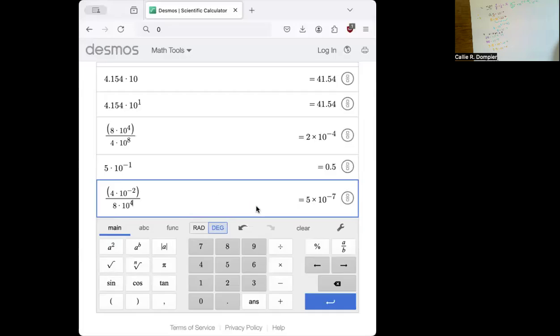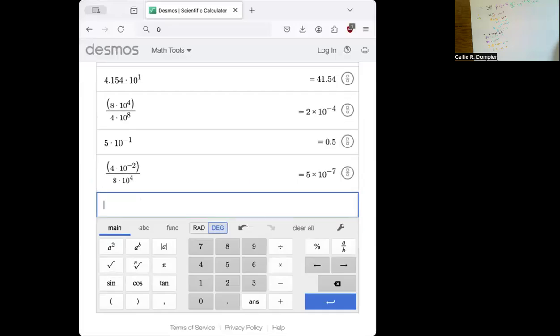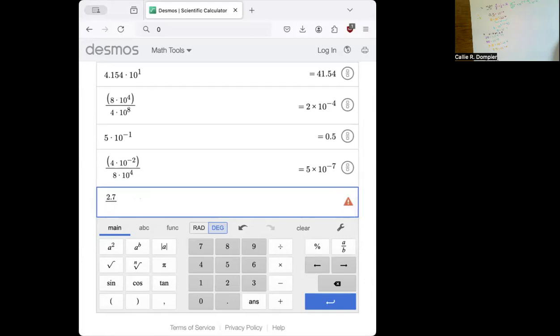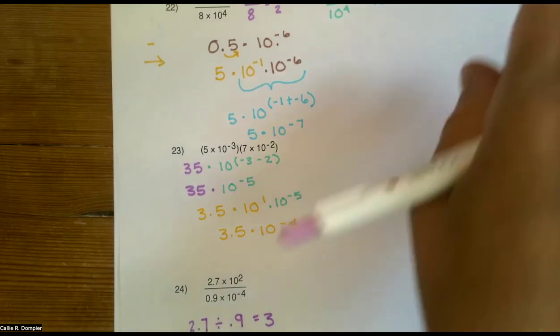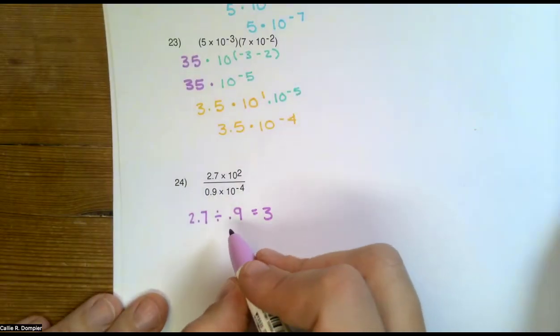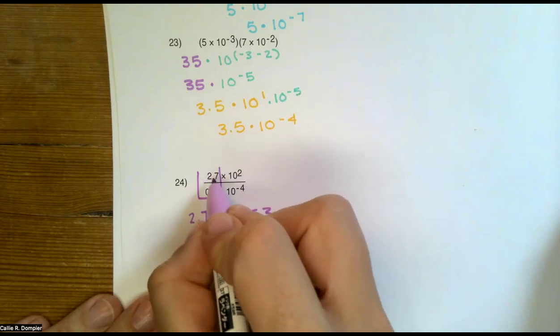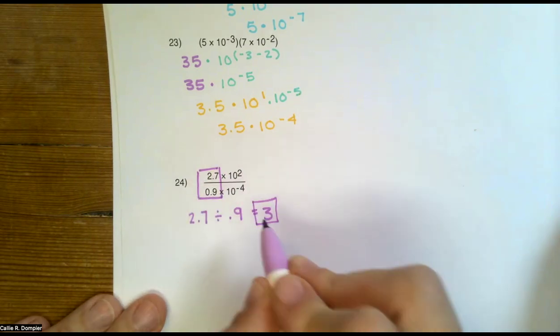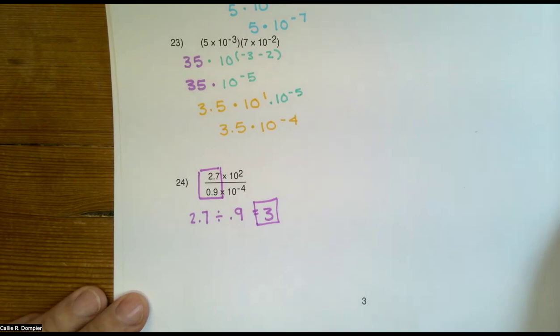What do you think, does that number get smaller or bigger? 2.7 divided by 0.9 is 3. Good. So that is that half. That becomes 3.